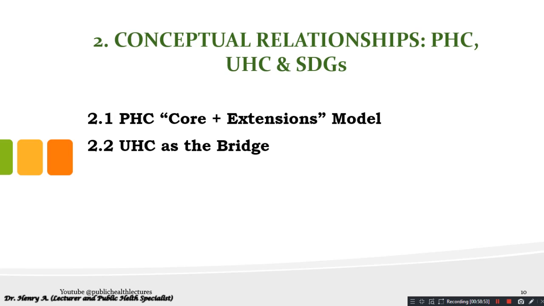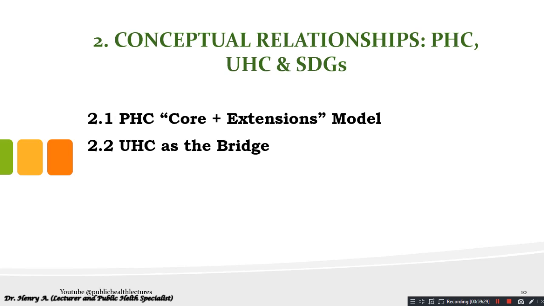What does it mean when we say it has service coverage as one of its dimensions? Service coverage simply means making sure that people actually have access to essential quality health services. Financial protection simply means making sure that people don't fall into poverty because of out-of-pocket health spending. So when people get sick and have to pay out of their pockets, they get ruined. They withdraw all the money from the bank account. And this is what UHC wants to prevent.